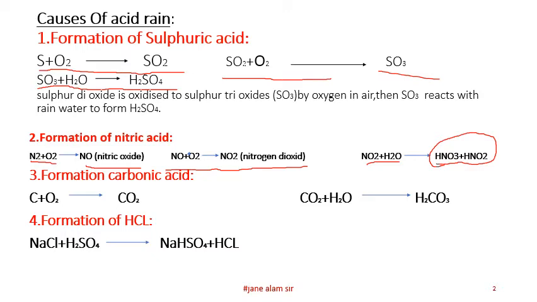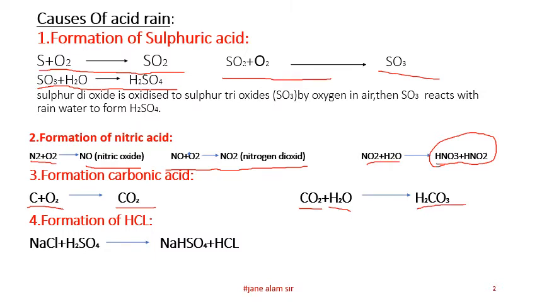Next, formation of carbonic acid. Fossil fuels contain carbon. You know, all of you, fossil fuel contains carbon. During combustion of fossil fuel, a large amount of carbon dioxide gas, CO2, is produced. This gas reacts with fog, mist, rainwater to form carbonic acid. Here you see the reaction: carbon C plus O2, oxygen, forms carbon dioxide CO2. This carbon dioxide dissolves in rainwater H2O to form H2CO3, carbonic acid.